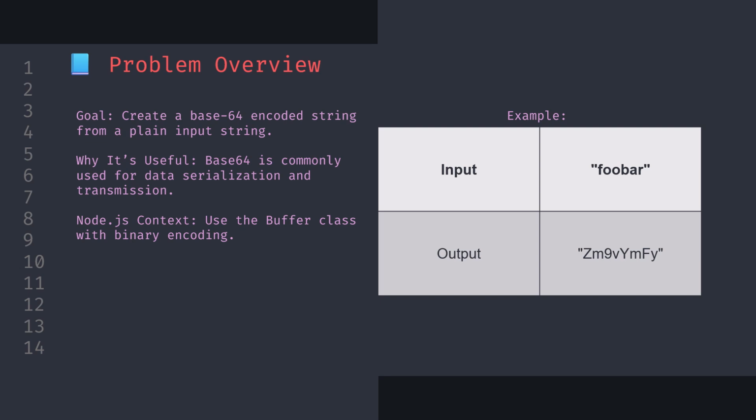Base64 encoding is a way of representing binary data in ASCII format. It is a popular format for data exchange in APIs and file uploads. We're going to convert a simple string like foobar into its base64 equivalent. Let's see how the code works using Node.js.